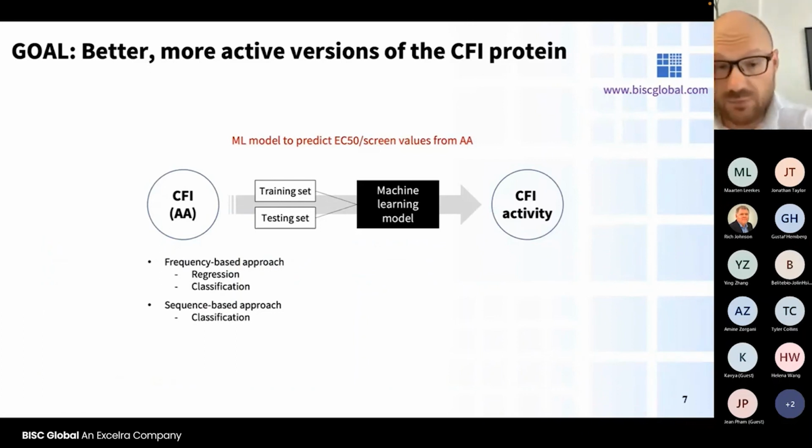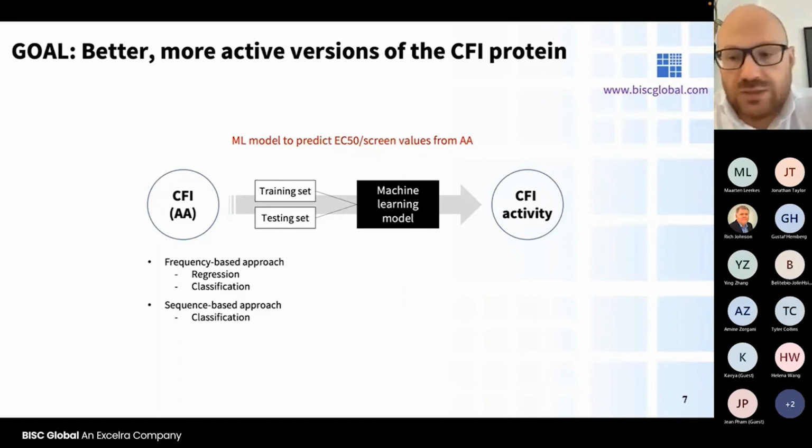There are two ways to approach that problem. Obviously we have data. From one point of view, we have a collection of sequences and we have AC50. Ideally, we would like to understand where we need to introduce the mutation to increase the AC50 activity. That's our primary goal and primary question.